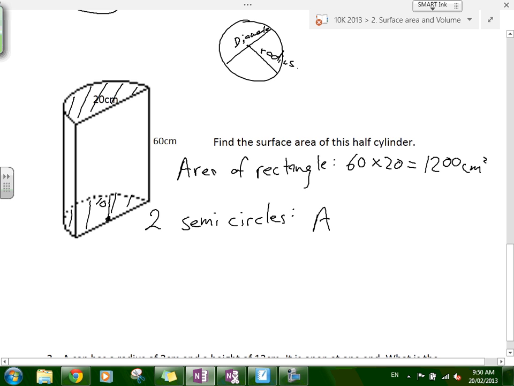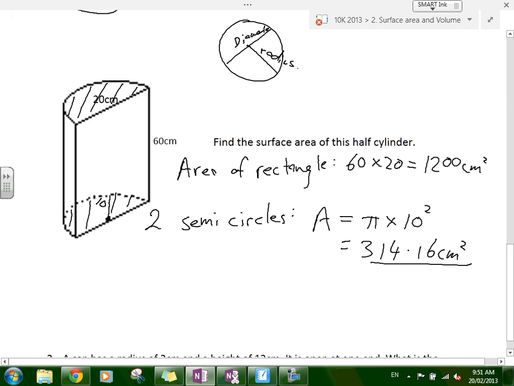So the area equals, 10 is the radius, and if I want to work out the area of a circle with a radius of 10, it's just pi r squared. Pi times 10 squared, which is equal to 314.16 square centimeters. Okay, so now I've worked out the two circular faces.